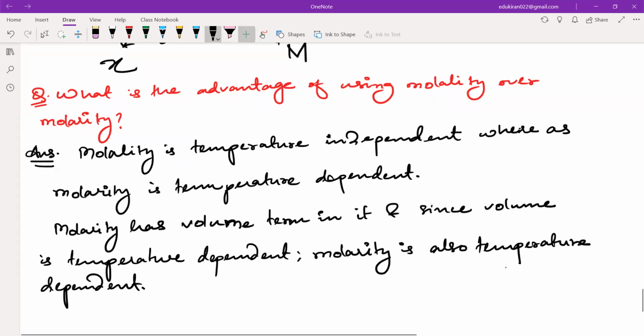So if you have any concentration term which involves the volume term in it, that will be temperature dependent. All of you understood this? Yes or no? Please tell me. Okay, write this down. Let me know when you're done.